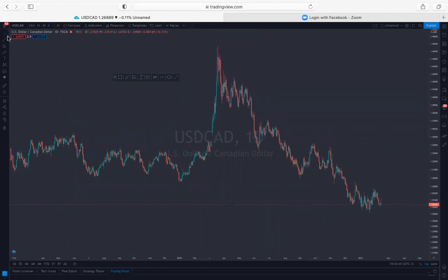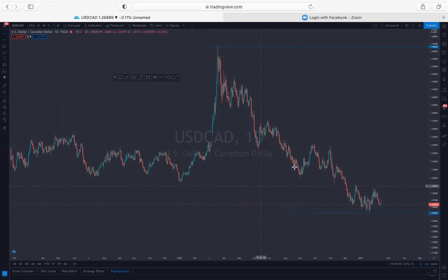So guys, I'm going to analyze two pairs only, which is going to be the USDJPY and the USD. I'm starting with the USD. On the USD you can see on the highest level we have that highest high, and on the lowest level we have these lowest lows.